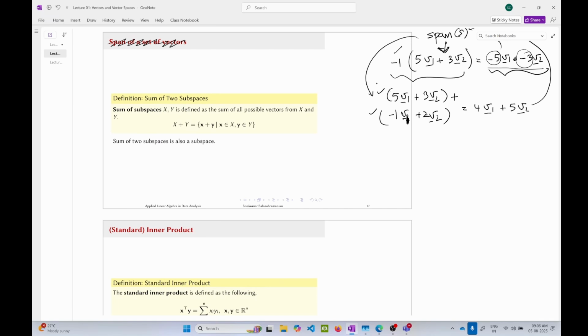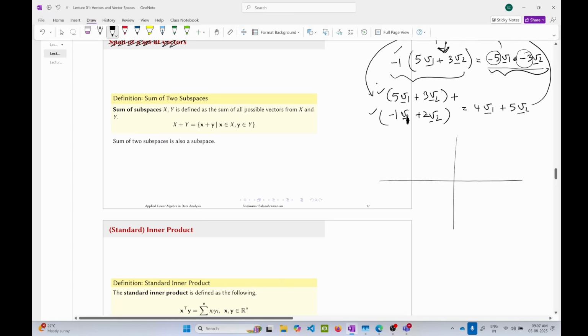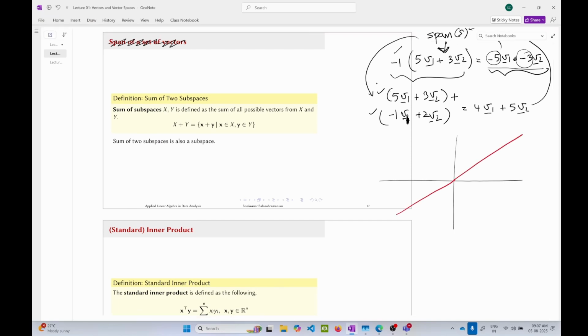Okay. We'll look at another definition. Do you know what a subspace is? In R2, we know that these are subspaces. This is a subspace.